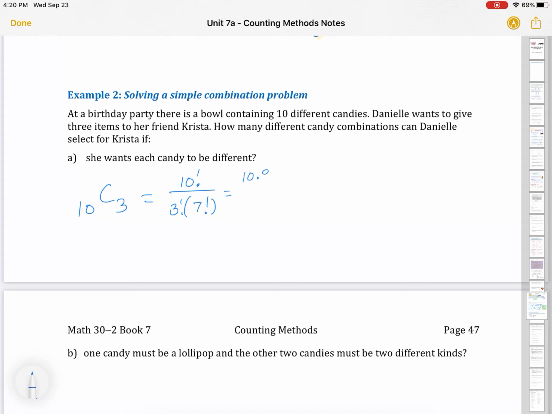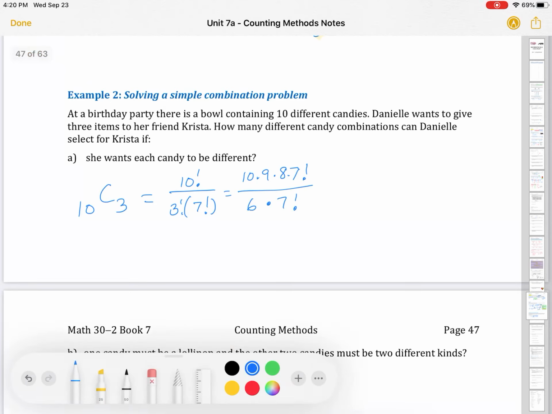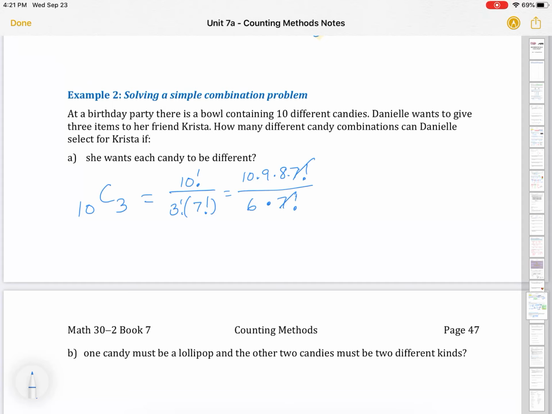We can do that in our calculator, or you can do the formula 10 factorial over 3 factorial times 10 minus 3, which is 7 factorial. And you would get 10 times 9 times 8 times 7 factorial over 3 factorial, which equals 6, right? 6 times 7 factorial. The 7 factorials will divide out. And you will get as your final answer 120. Okay? But again, you can just stick that in your calculator and get your answer. So why not do that? Okay? As long as you understand how it works.